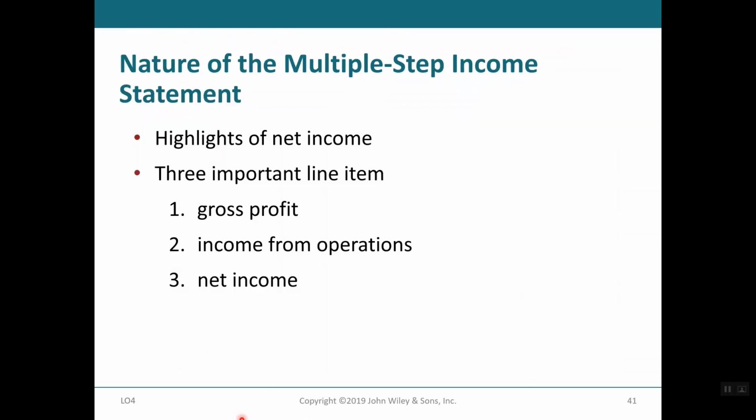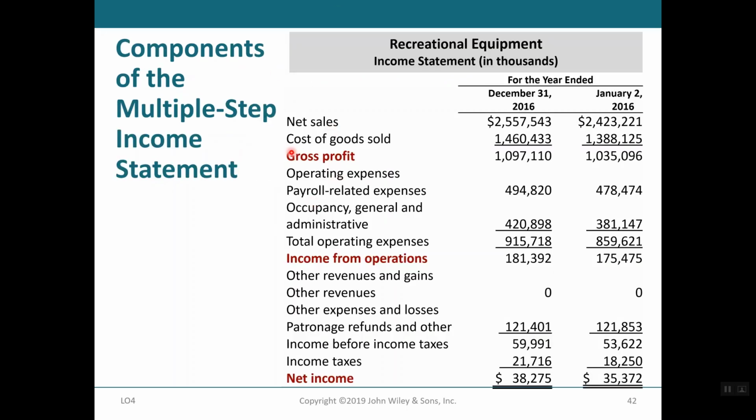All right, nature of a multiple step income statement: it highlights net income. Three important line items: we have the gross profit, the income from operations, and then we have the net income. These are the components of the multiple step income statement. It's more detailed and could be a little more complicated compared to the single step method.